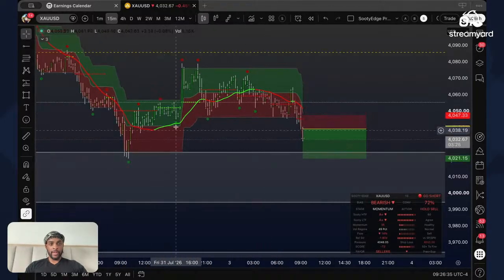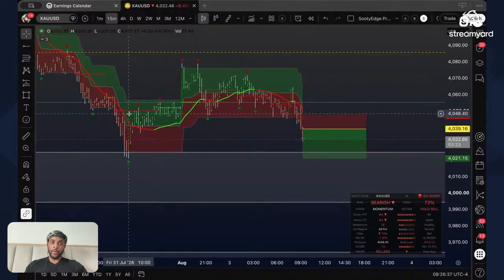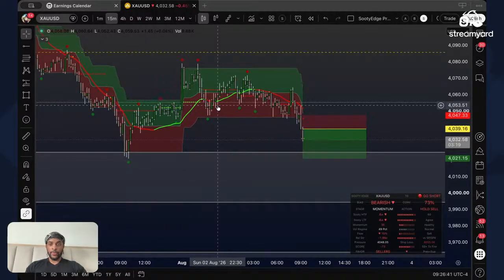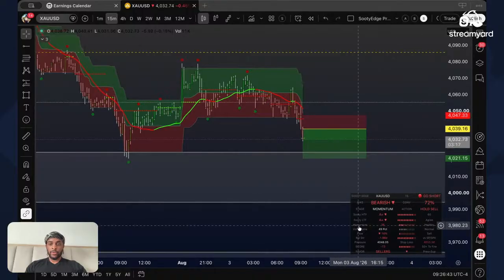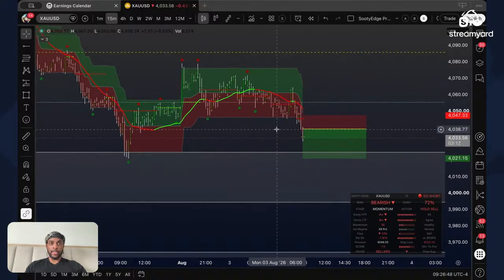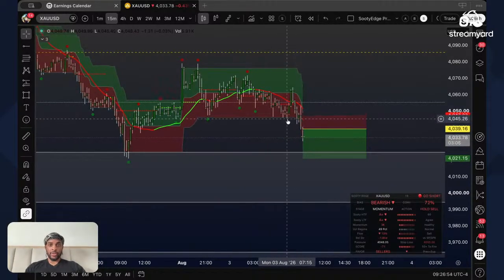Then the next thing you're going to pay attention to are these zones back here. We have this green zone and this red zone. It just lets us know who's carrying the weight right now. On the dashboard, as you can see, the sellers have control. This is the positive, this is what I want to see. I want to see the sellers have control, I want to see price in the red zone, and I definitely want to see it breaking structure to the downside.